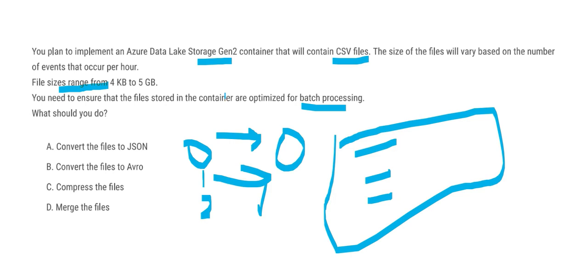If that is the case, what format should you use? Should you compress the files? See, the first best option is converting to a Parquet file. We do not have a Parquet option here. Then what is the next one?